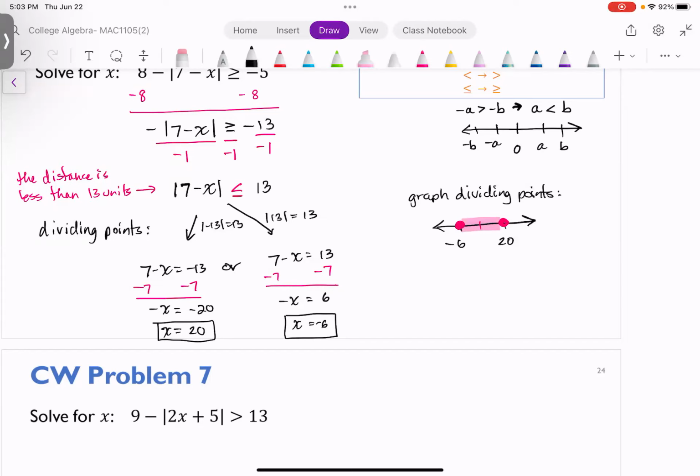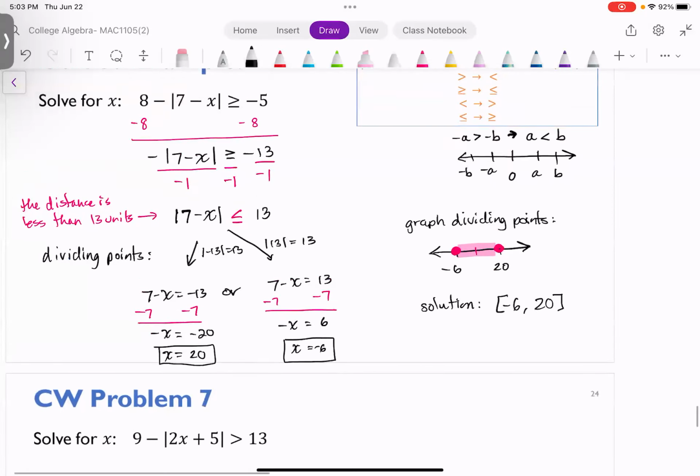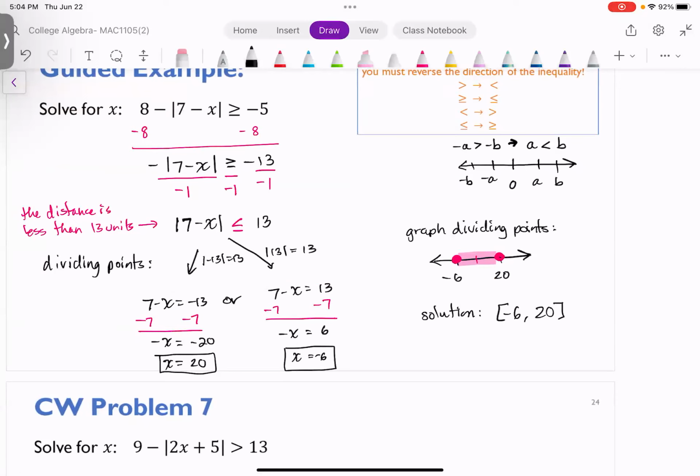My solution interval then is going to be the interval from -6 to +20. And we'll use brackets instead of parentheses because we also can include the equal points where the distance is exactly equal to 13 in our solutions.